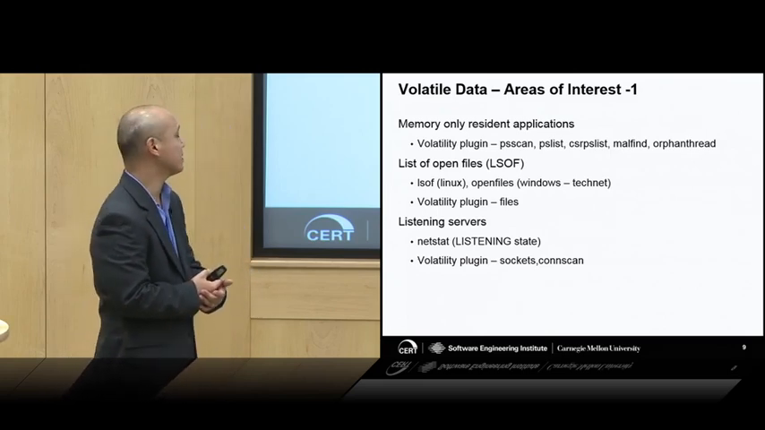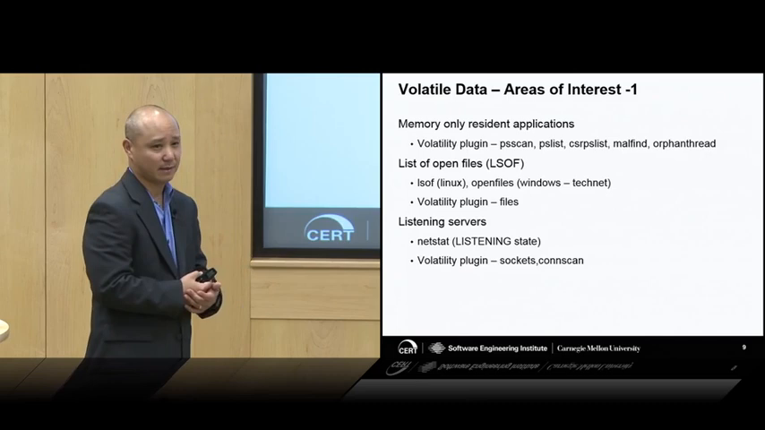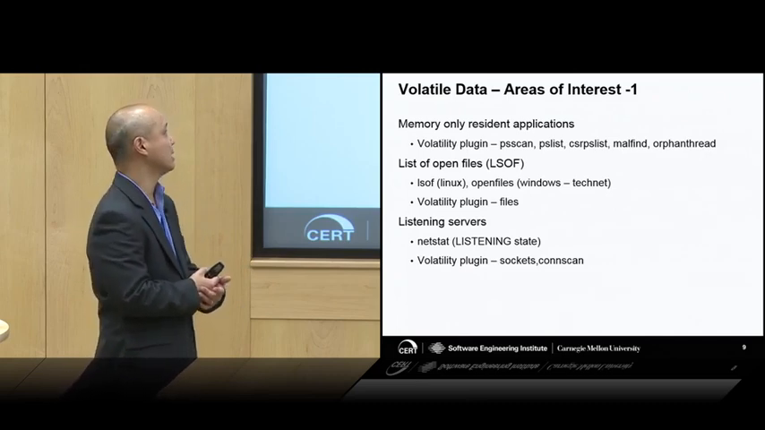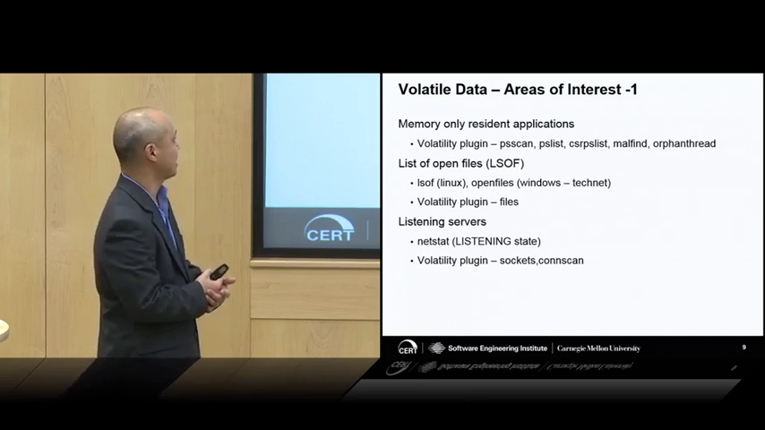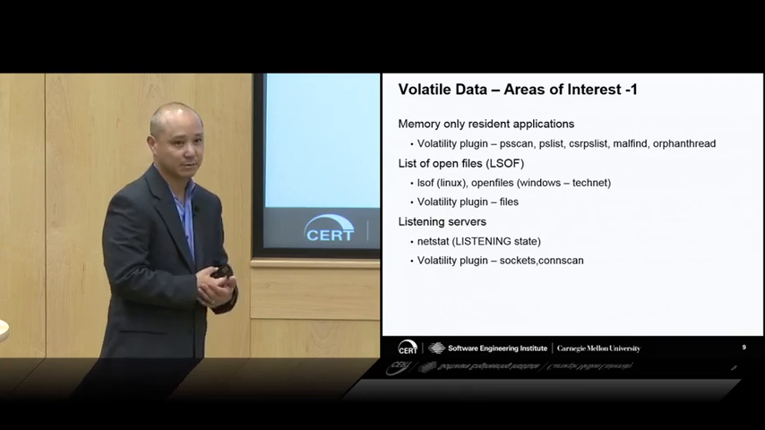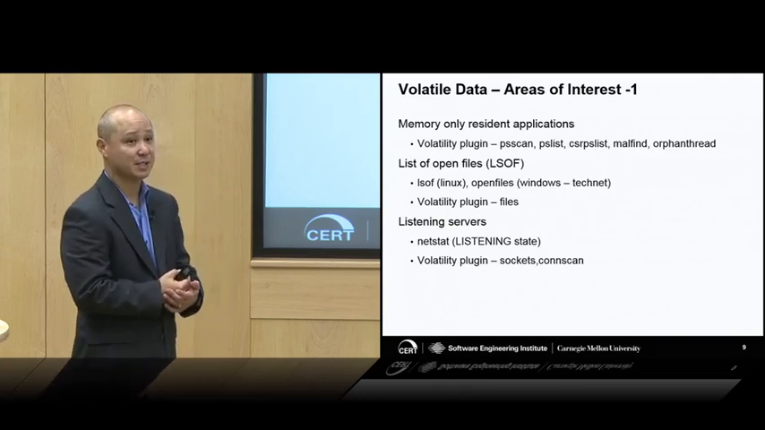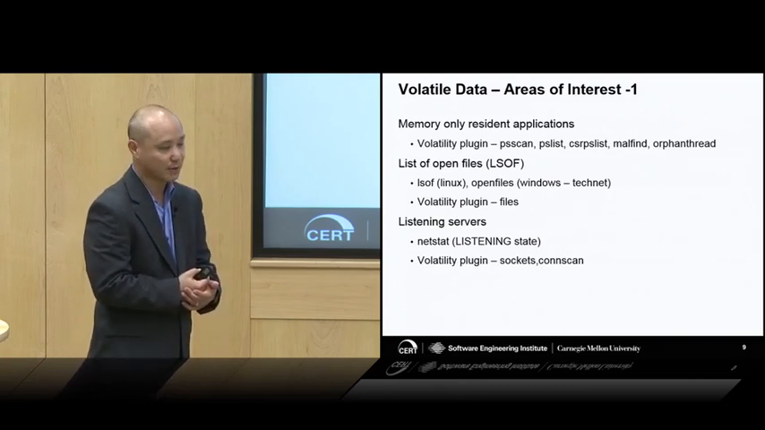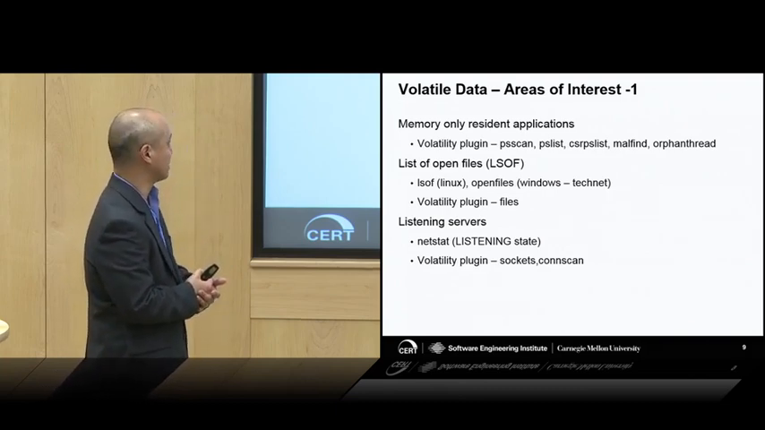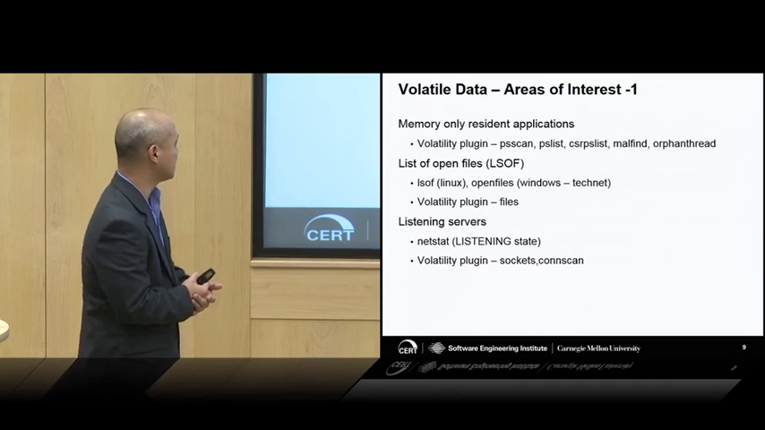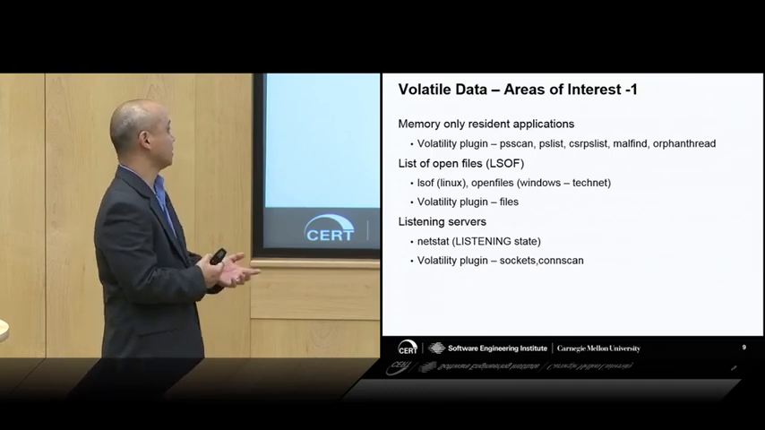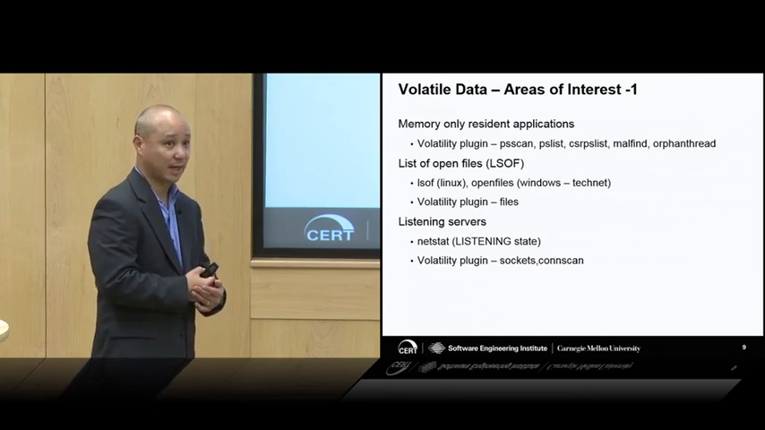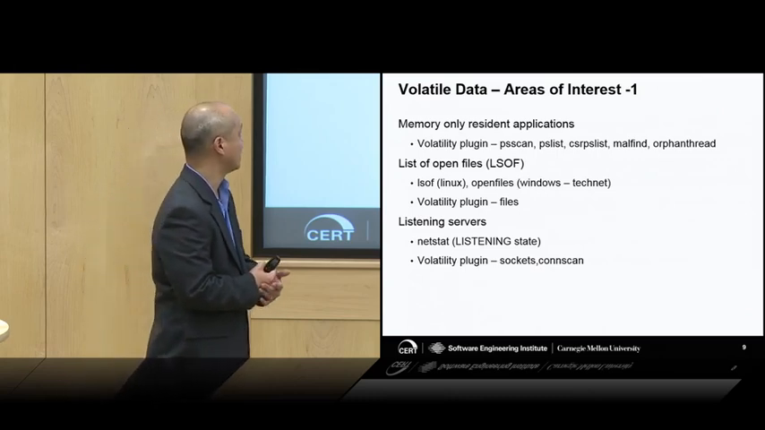And then listening servers, right? You can use it if you've ever used a netstat command. That can show you connections and what state they're in. Generally, they could be already established. They could be listening, and some of them, if you catch them just as they're closing, they show a different state. And Volatility has a plug-in, or a couple of plugins, sockets and ConScan, that help you find those states.